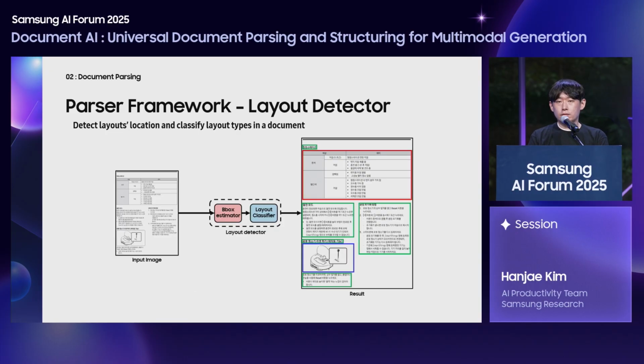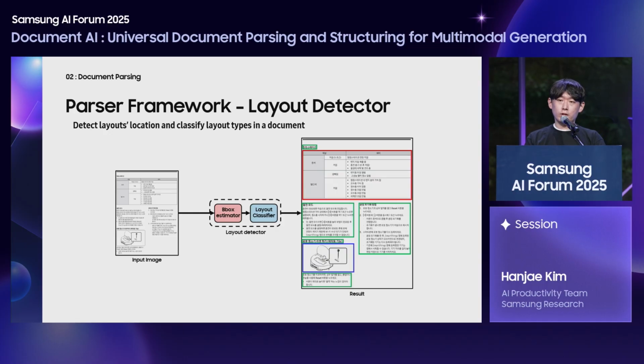Now, next is the layout detector. It is important to understand layout comprehension. Layout refers to the components that make up documents such as paragraphs, tables, and images. To identify the locations and types of this layout, we employ a layout detector. Using annotated documents, the layout detector is trained to recognize the bounding boxes that indicate the positions of each layout element as well as their types.